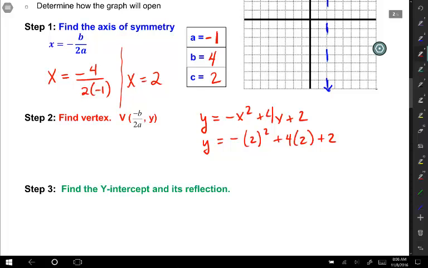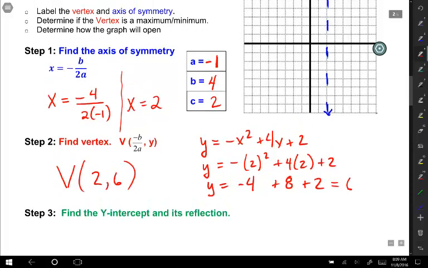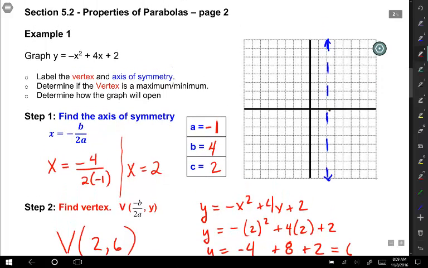Please realize I'm squaring the 2, then taking the opposite of it, because it says minus x squared there. And so that first part is not going to be positive 4. It's going to be a negative 4. So negative 4 plus 8 plus 2. That's negative 4 plus 10. I get 6. So my vertex is 2, comma, 6. So go up on that y-axis, over to the dotted blue line, and go up to 6 and put a dot there.